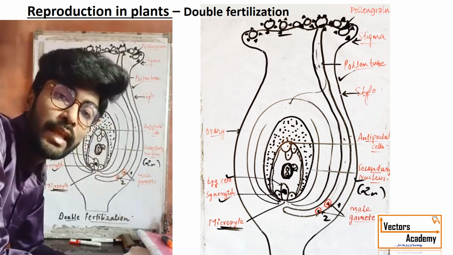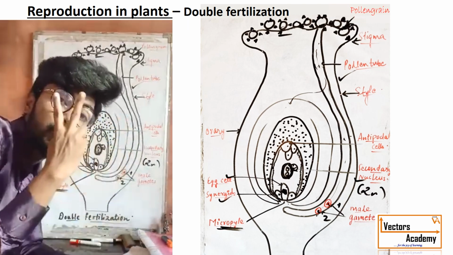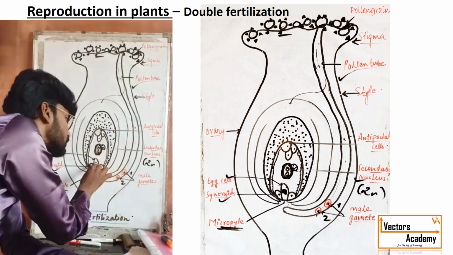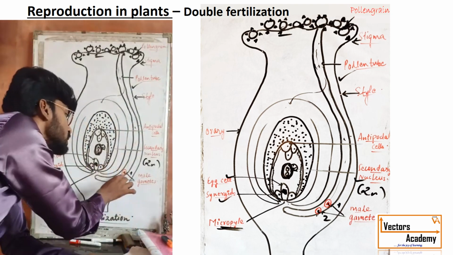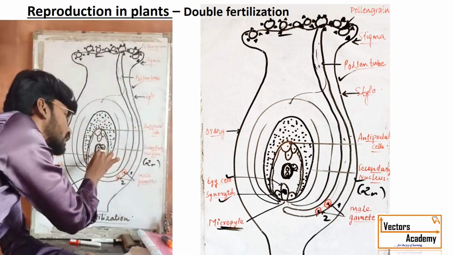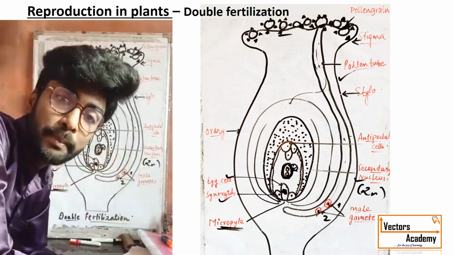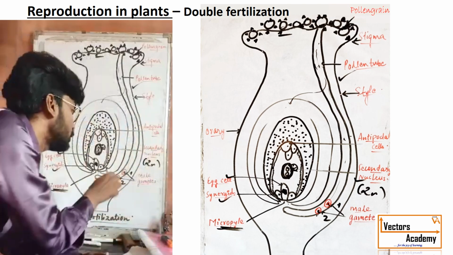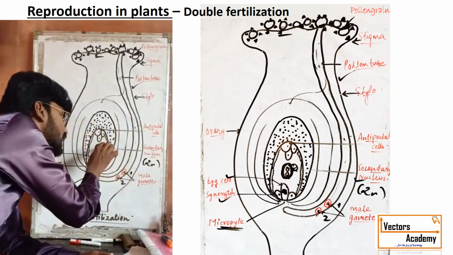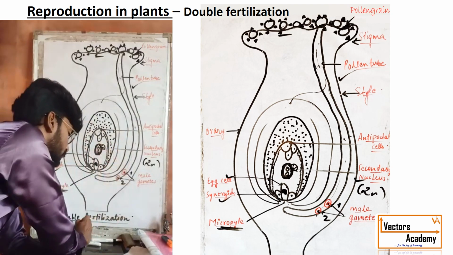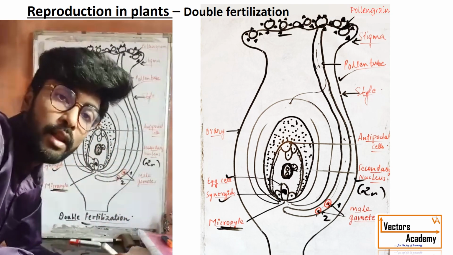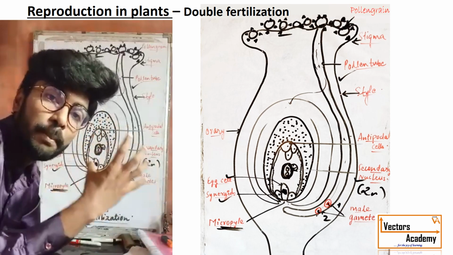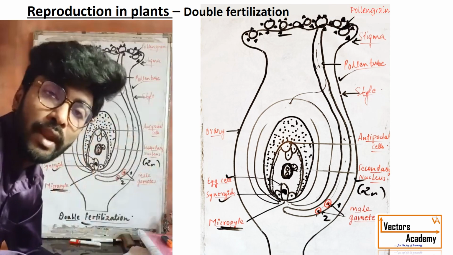So now you can see that the fertilization has taken place twice, right, at two different places. That is, first male gamete goes and fertilizes with the egg cell to form a zygote. Second male gamete goes and fertilizes with the secondary nucleus to form the triploid primary endosperm nucleus. As the fertilization takes place twice at two different places, one at the egg cell, second at the secondary nucleus, the process is generally called double fertilization, right? So this is the mechanism through which the double fertilization takes place in the flowering plant.